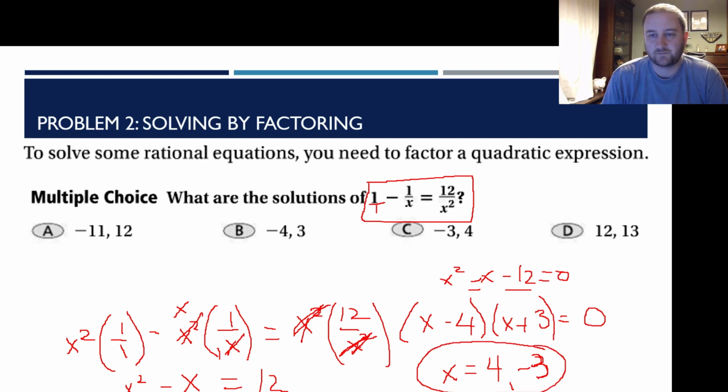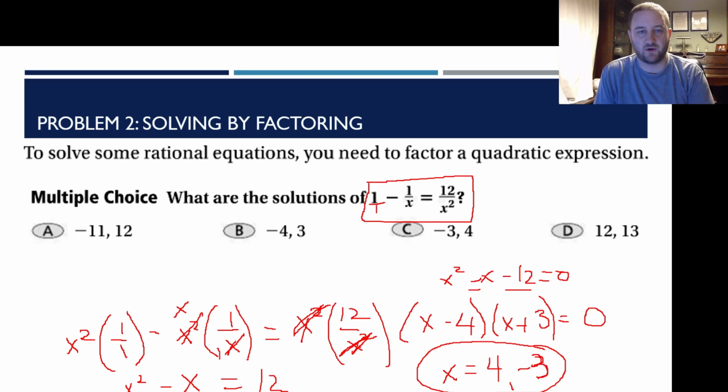Okay. You can then check to make sure that both of these are correct. So if we plug 4 in, 1 minus 1/4 is 3/4. 12 divided by x squared, so 4 squared is 16. 12 over 16 reduces to 3/4 as well, so that works. Do the same thing for negative 3. So 1 minus negative 3 is actually going to be 4/3. And then negative 3 squared is 9. 12 over 9 reduces to 4/3 as well, so that is correct. Okay, so our answer here is C, negative 3 and 4.